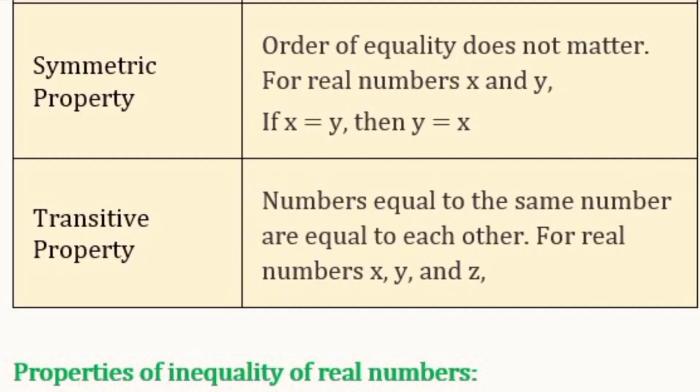Next property is symmetric property. It says if we have two real numbers x and y, then if x is equal to y, then y will also equal to x. Order does not matter which number you take first. If two numbers are equal, then x equal to y will also mean y equal to x. Order doesn't matter here.